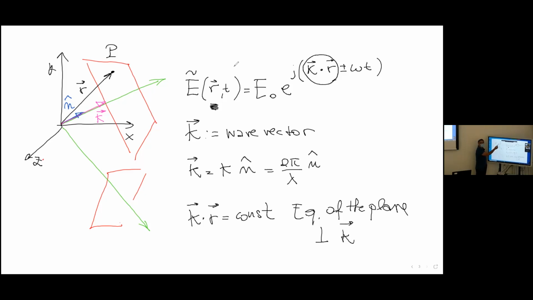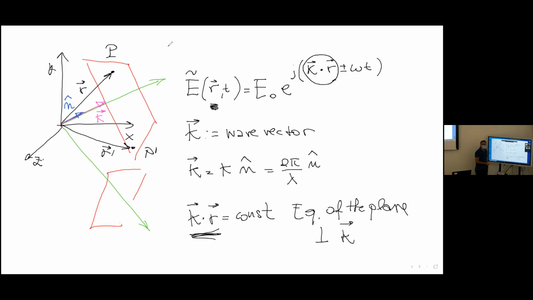Any point on the surface of this plane, say another point here, p prime, sorry, I made a mistake, it's not a vector, will be identified by an r prime vector, and the scalar product between r prime and k is the same if you are on the same plane. Okay? Therefore, this is the expression of the plane that is perpendicular to k.